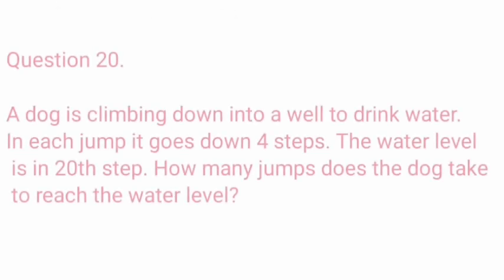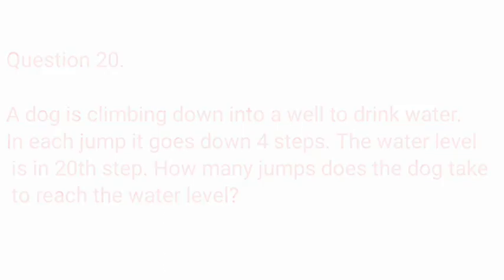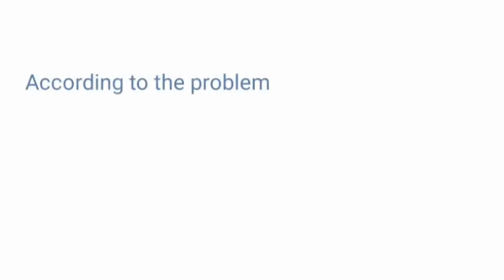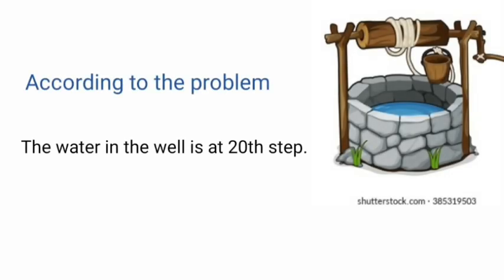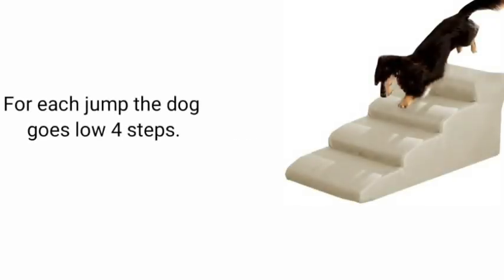Let us move to the next question. Question number 20. A dog is climbing down into a well to drink water. In each jump, it goes down 4 steps. The water level is at the 20th step. How many jumps does the dog take to reach the water level? According to the problem, the water in the well is at the 20th step. For each jump, the dog goes down 4 steps.